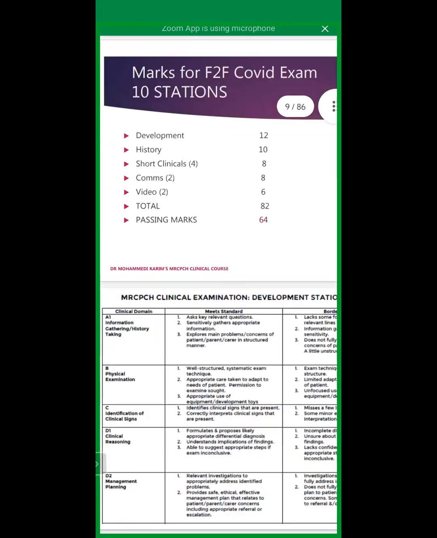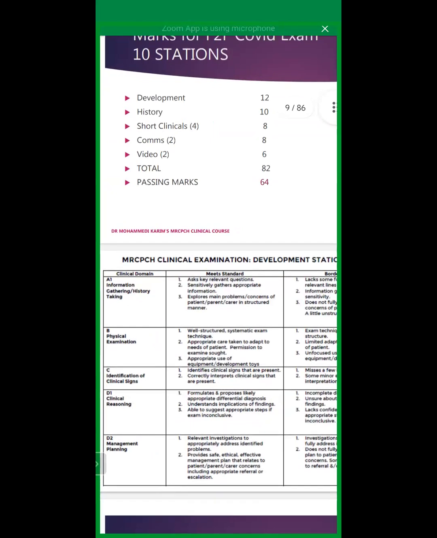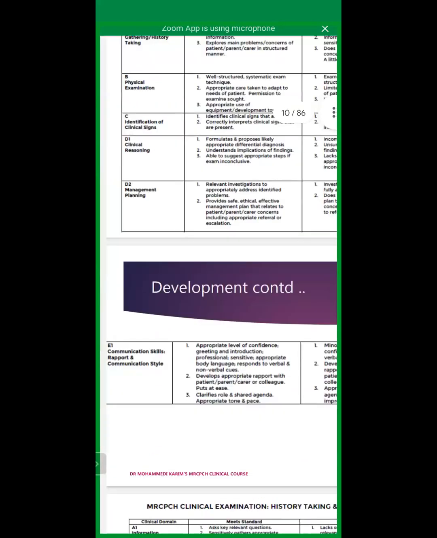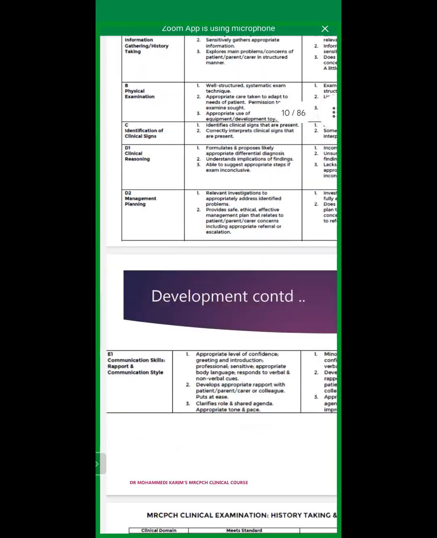All right, so these are these clinical domains that I was talking to you about. Okay? 6 clinical domains: A1, B, C, D1, D2, and E1. So development will have all 6 of them, hence you'll have 12 marks. History won't have physical examination, so it has 10 marks, and so on. Okay.